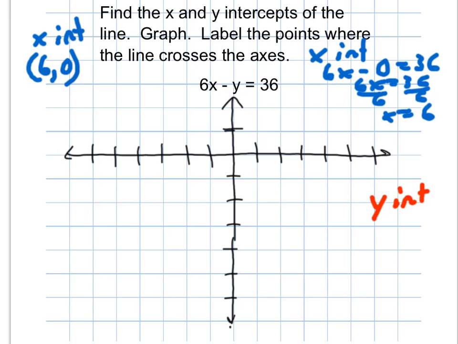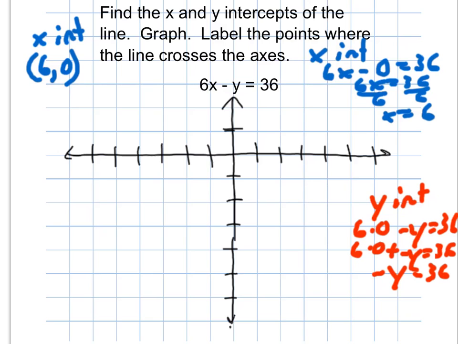Again, the y-intercept is where x equals 0. So we're going to have 6 times 0 minus y equals 36. Well, we'll change that to 6 times 0 plus the opposite of y equals 36. And the 6 times 0 zeroes out, so we just have the opposite of y equals 36. Well, we could divide by -1, or we could just figure out what the opposite of y is. Okay, we know the opposite of y is 36, so y has to be -36.